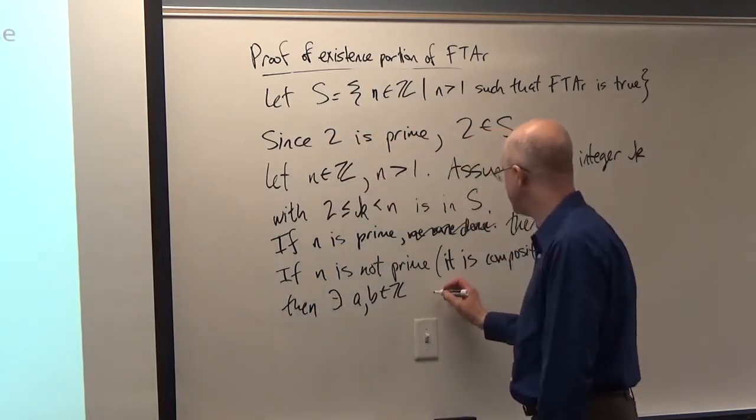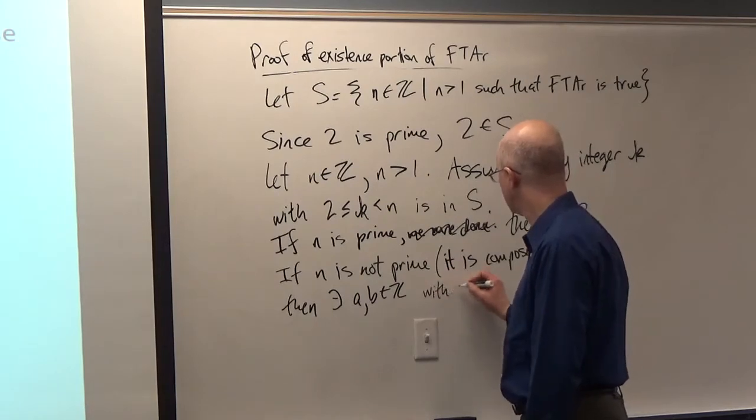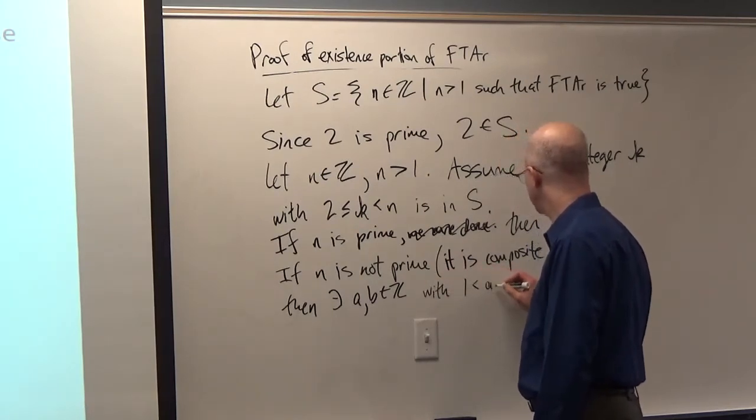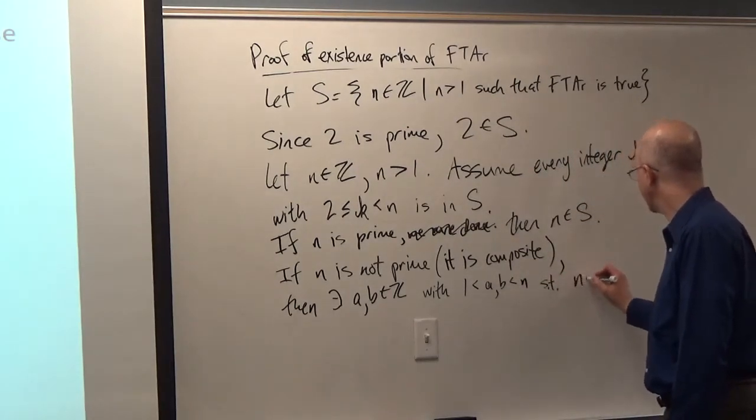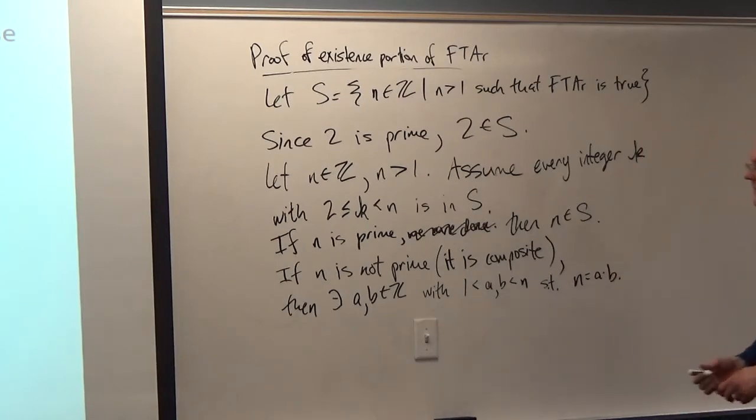There exist a and b in Z with the property that they are both strictly between 1 and n, such that n is a times b. Because n is not prime. And they would have to be bigger than 1, because if one of them is 1, like if a was 1, then a times b could not possibly be n. These are both definitely less than n, since their product is n.